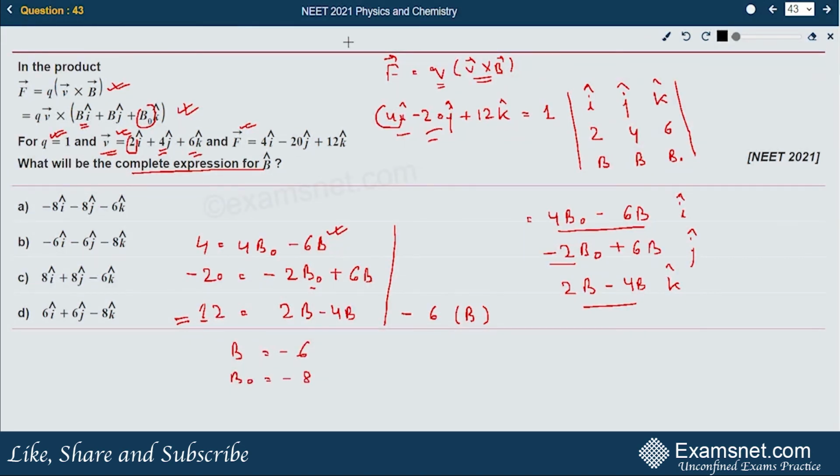Then what will be the complete expression for vector B? Vector B will become equal to minus 6 i cap minus 6 j cap minus 8 k cap. Why? We put these values of B and B naught in this equation. So we get this. So out of the given options, which one is correct? It is option B. So this is the correct answer here.